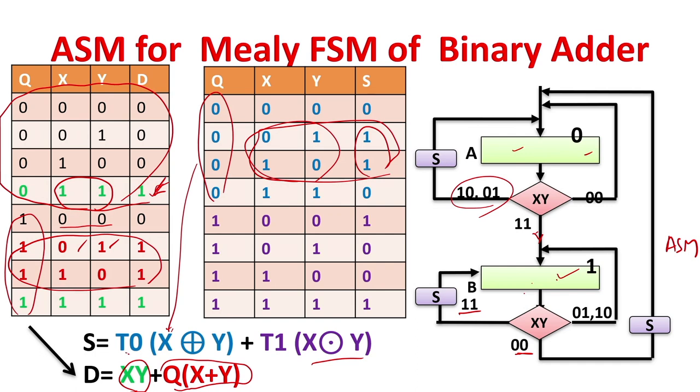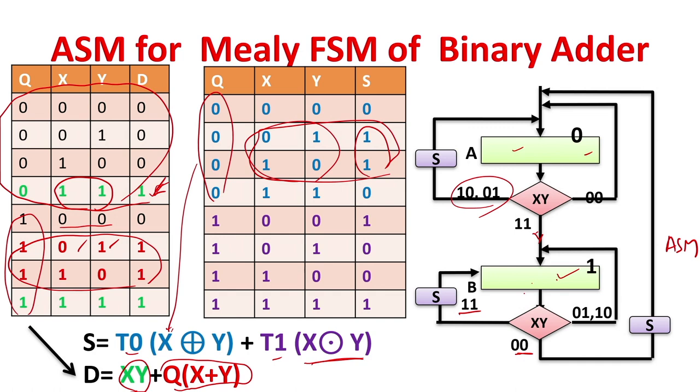So if you are in state 0, then x xor y will result in S equal to 1. If you are in state 1, that means T1, then x xnor, the 0 0 cases and the 1 1 case, will result in output S equal to 1. Okay, this is how we can implement it. This is similar to FSM implementation, but what we are looking at here is that we do not do tabulations for the whole thing.